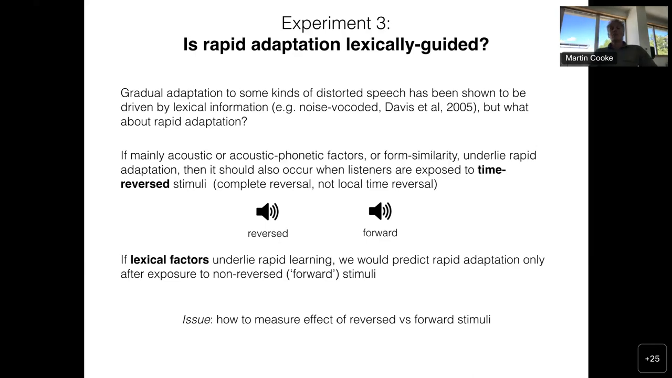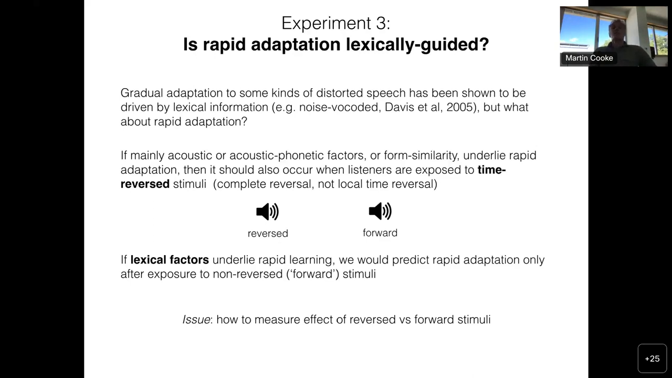The argument goes like this: if we take reversed, let's say, sine wave speech, which sounds like this, it may be the case that what listeners are latching onto in the initial sentences is the form of the speech, the fact that it has that warbly sound, similar to the forward speech. So the two things have a form similarity. The difference is that one is reversed, and therefore there are no words perceivable in it.